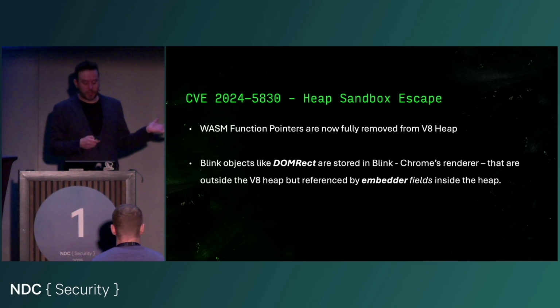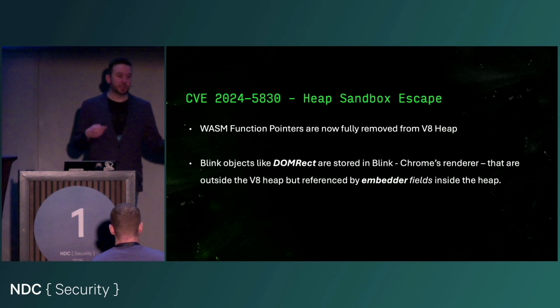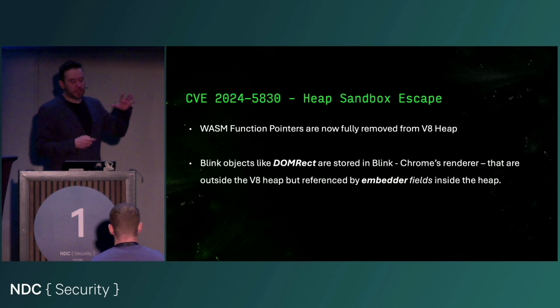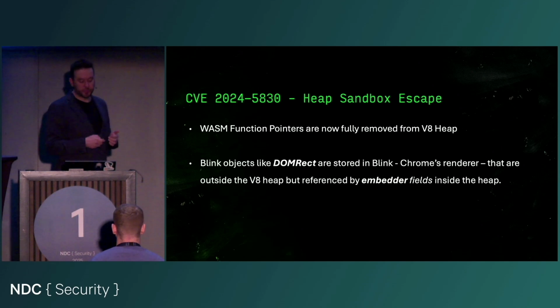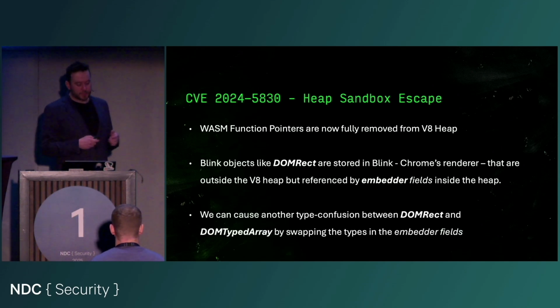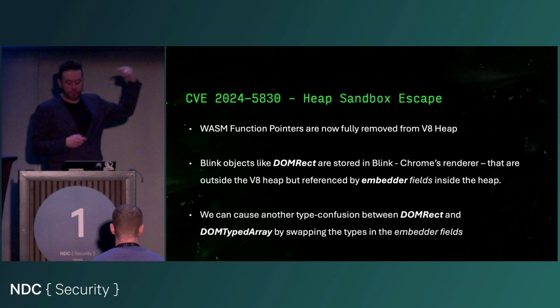Blink objects like DOMRect are stored in Blink, which is Chrome's renderer. Blink is responsible for rendering web pages like HTML, CSS, anything that is not JavaScript, basically. And those are outside the V8 heap, but referenced by embedder fields inside the heap. That's important, and we will see why in a second. So basically, we can abuse the first type confusion of the CVE, and with this type confusion, we can trigger a second layer type confusion between Blink objects, like DOMRect and DOMTypedArray, by swapping the types via these embedder fields that are referenced inside the V8 heap.